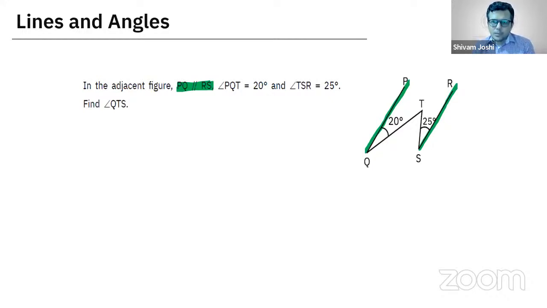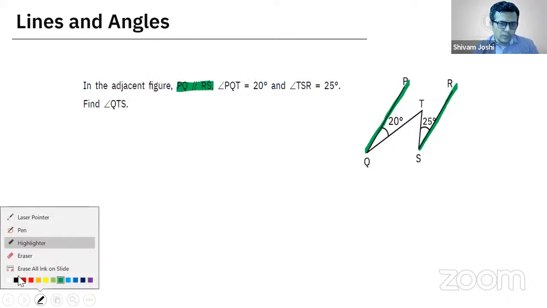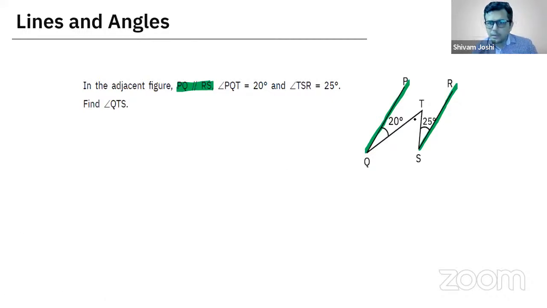PQT is 20, which is visible in the diagram. TSR is 25, which is also given. We have to find out QTS. So what we can simply do over here is extend this line QT and make it intersect this line somewhere here, right? This point may not necessarily be R, but it can be any other point of intersection as well, right?